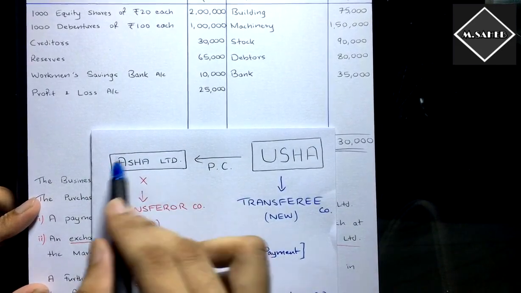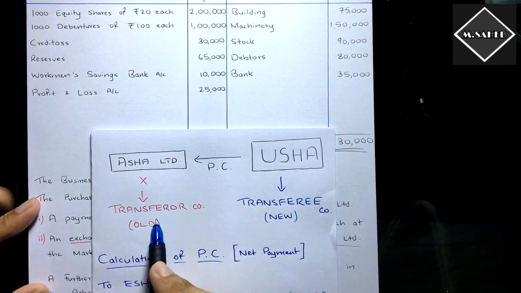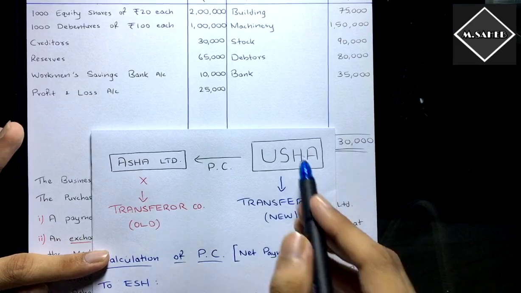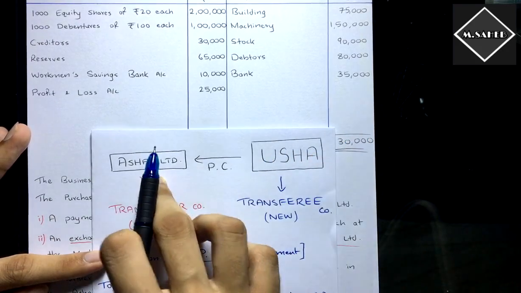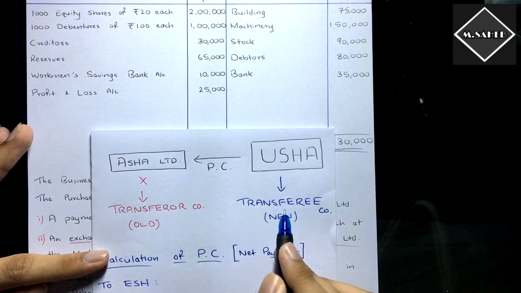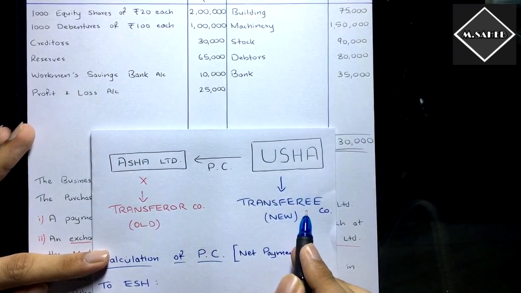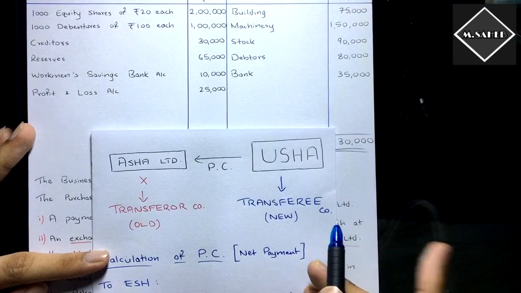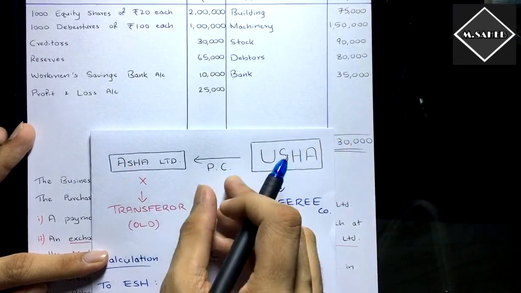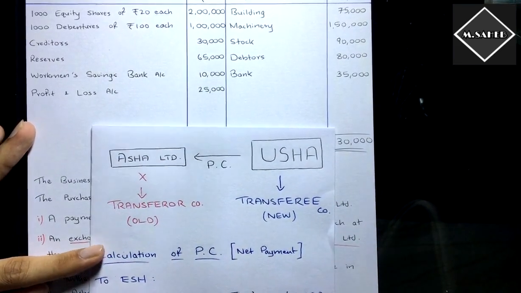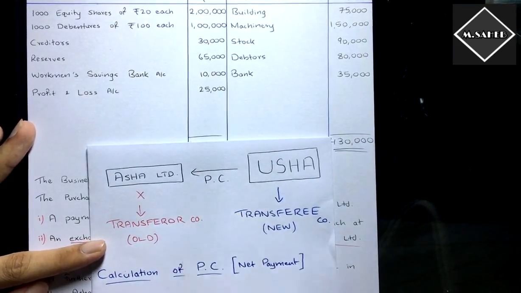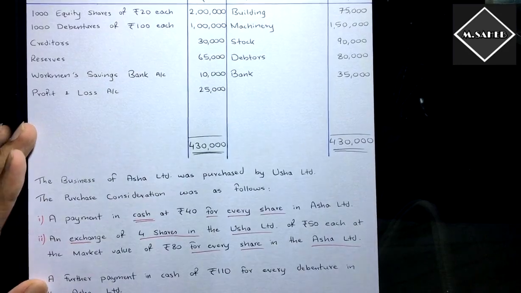This company which gets liquidated is called the Transferor Company, the old company, and this Usha company which will continue on, which has taken over this company, will be called the Transferee Company, or you can also say the purchasing company. Now this company will have to pay purchase consideration to the owners of Asha Limited. We know that, right? So now we have to do the calculation of PC always at the first. So we'll come to that.